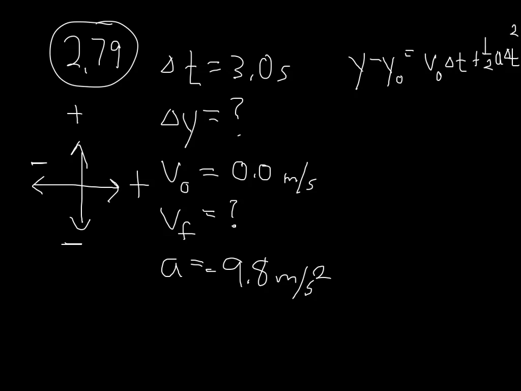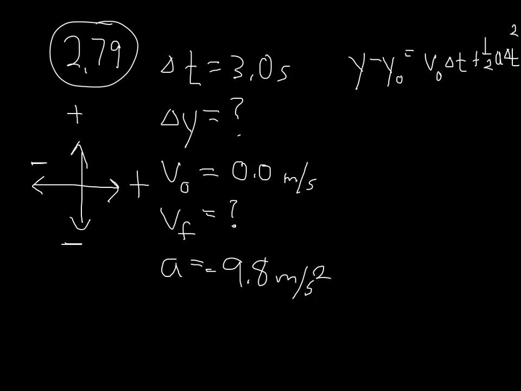Yes? V final equals v naught plus a delta t? You could do that. So I could use v final equals v initial plus a delta t. That would give me V final. Yeah, and then you can take that and plug that into change in Y, because you're looking for change in Y. That's fine. You can do it that way. This will just give it to you in one step. Okay? Multiple ways to do all these problems.